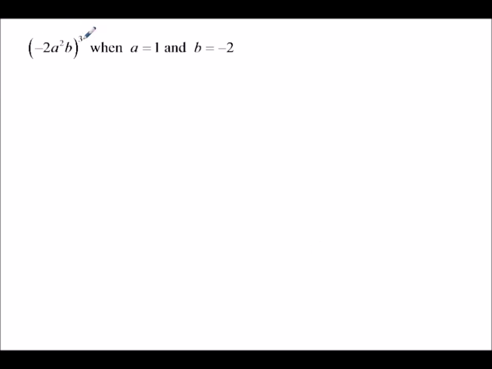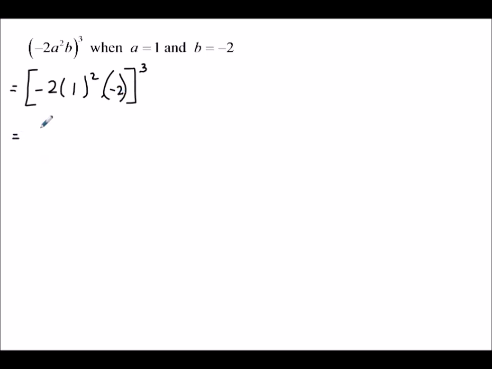Now I'm raising a power to a further power. I'm going to use square brackets for the brackets that I had. Right, negative 2 multiplied by a squared b, and that whole expression is cubed. Do you see I've replaced the variables by the brackets? Now I will go and substitute. A's value is 1, B's value is negative 2.